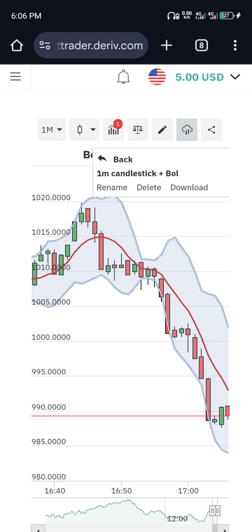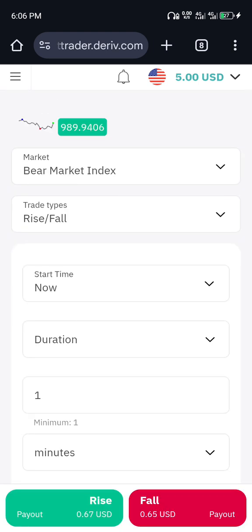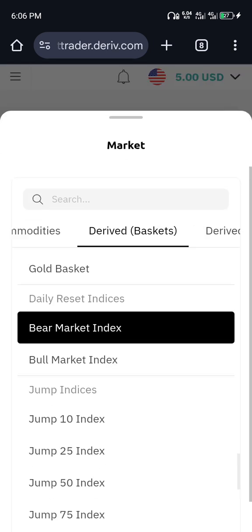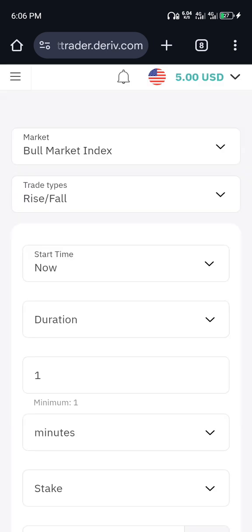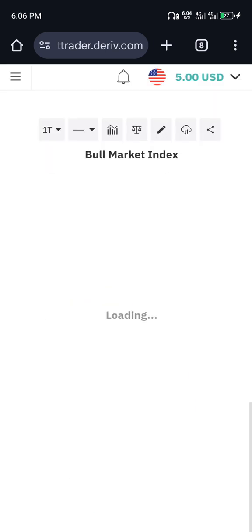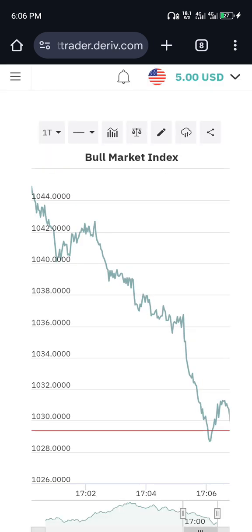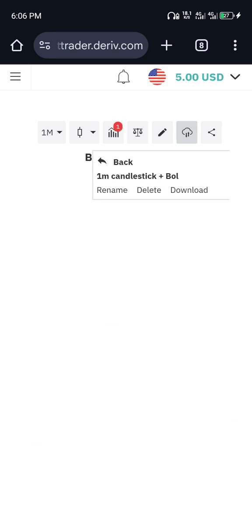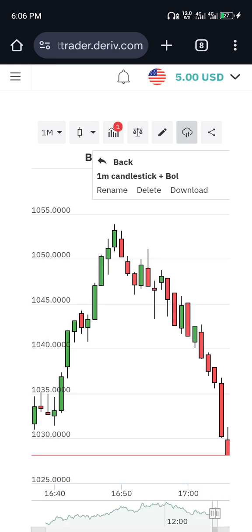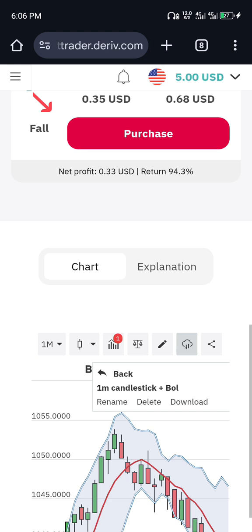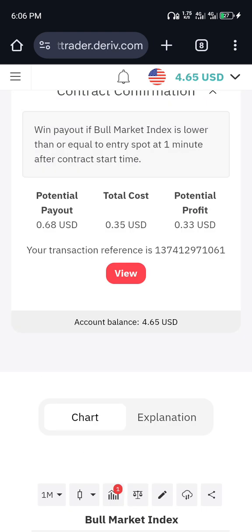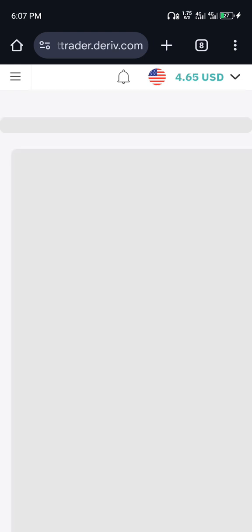Okay, this market was trying to reverse, but I'm not seeing my confirmation there, so I let it go. I check bull market index still on that daily reset indices. I check the naked chart. It seems it's still going down. Let me see if it still continues. We may likely follow. And after placing a trade, you have to click on view.